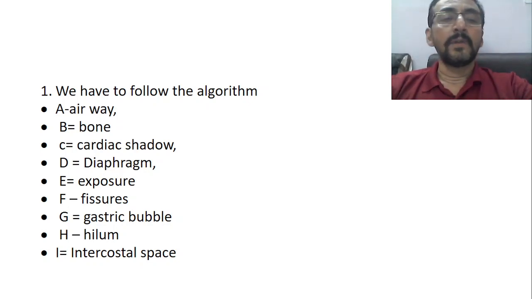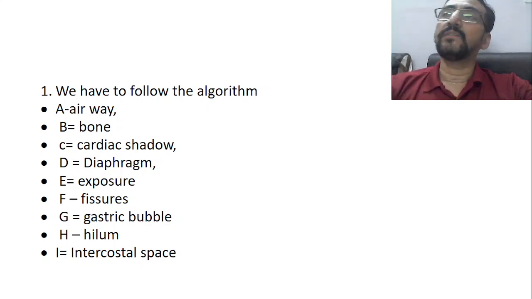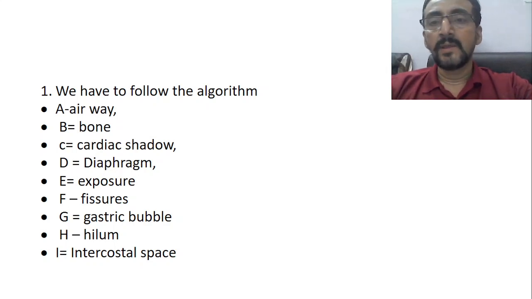So these are A, B, C, D, E, F, G, H, I. These are the basic factors. When you hold the X-ray in your hand, these are the first impressions, and you have to look into all these points. Once you look at all these points, very rarely will you miss anything. Diaphragm, fissures, gastric bubble, hilum, intercostal space. So it's very simple to remember: A, B, C, D.